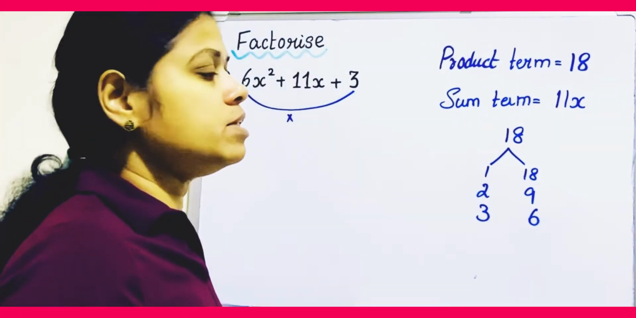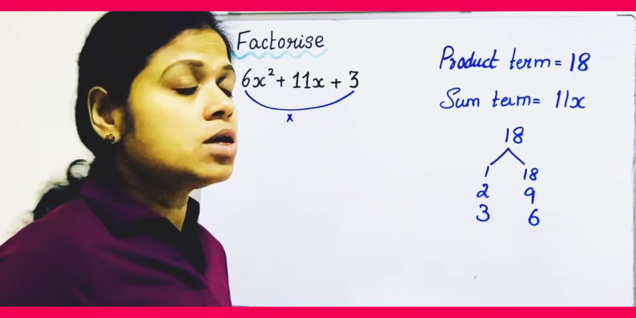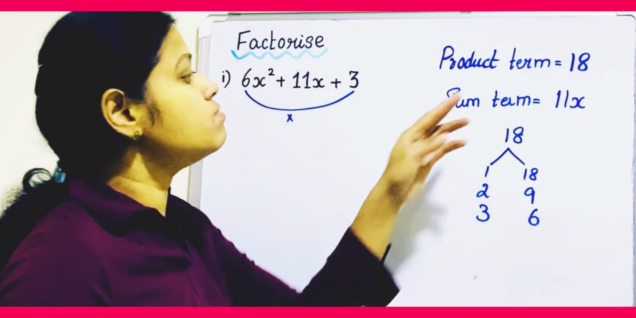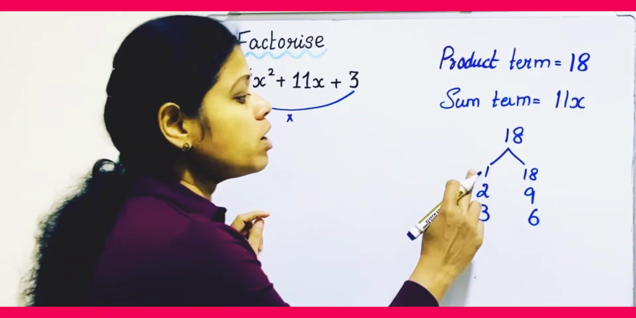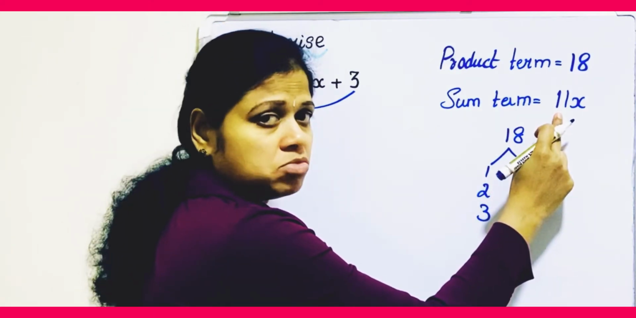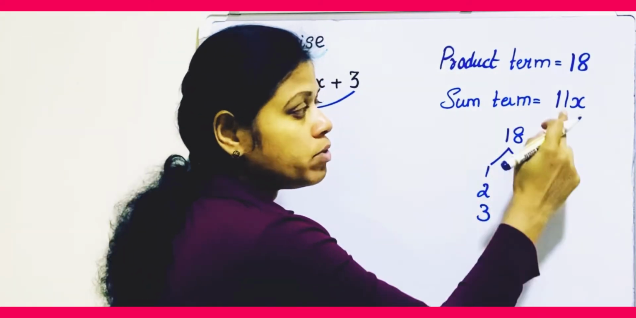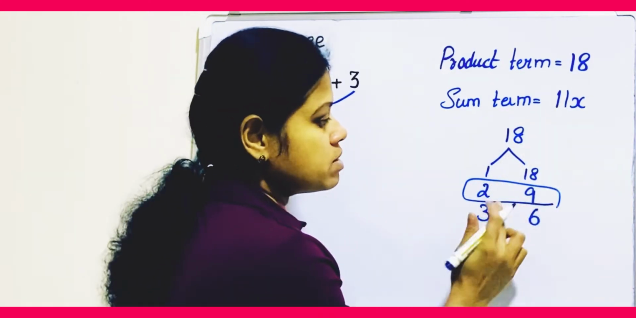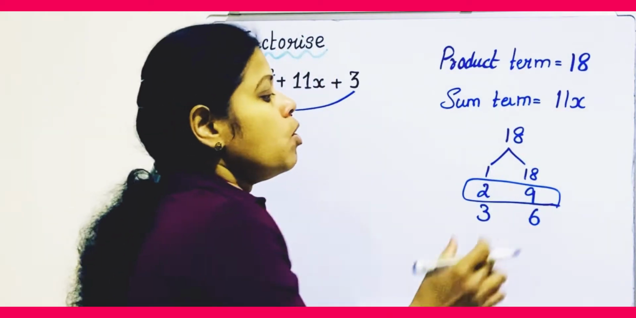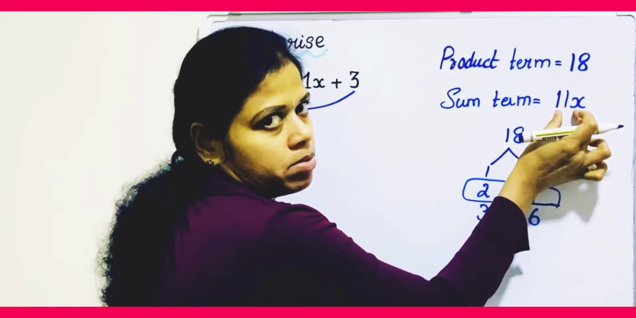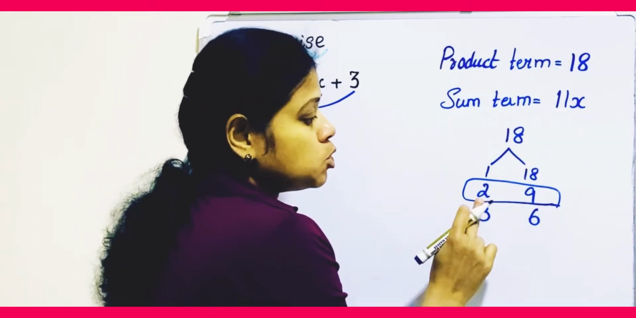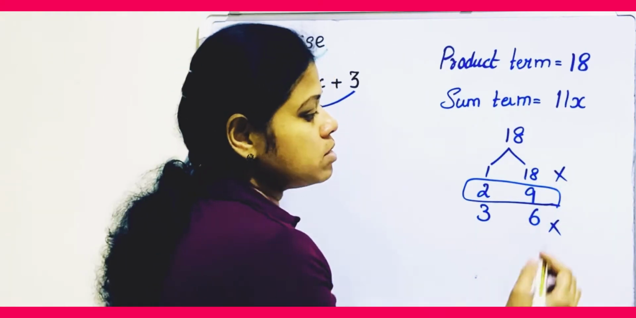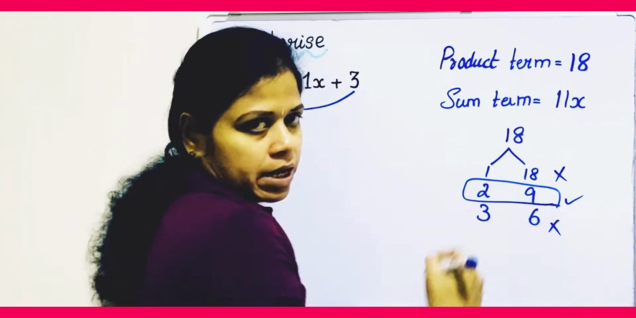After listing out the factors, check the sum of which two factors gives this sum term. If you add 1 and 18, will you get the sum? No. If you add 2 and 9, will you get the sum? Yes. 2 plus 9 is equal to 11. So on adding these two factors, we get the sum term, which is 11x. 2x plus 9x is equal to 11x. So don't take the other factors, you have to take only these factors, 2 and 9.